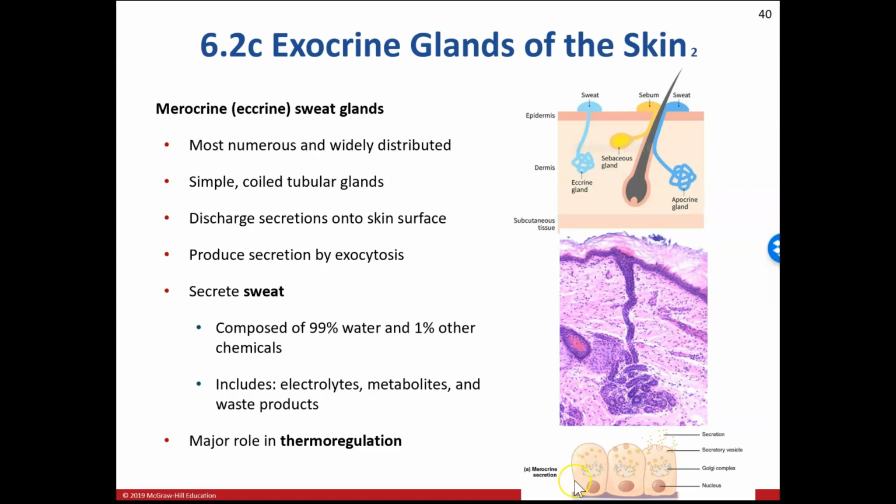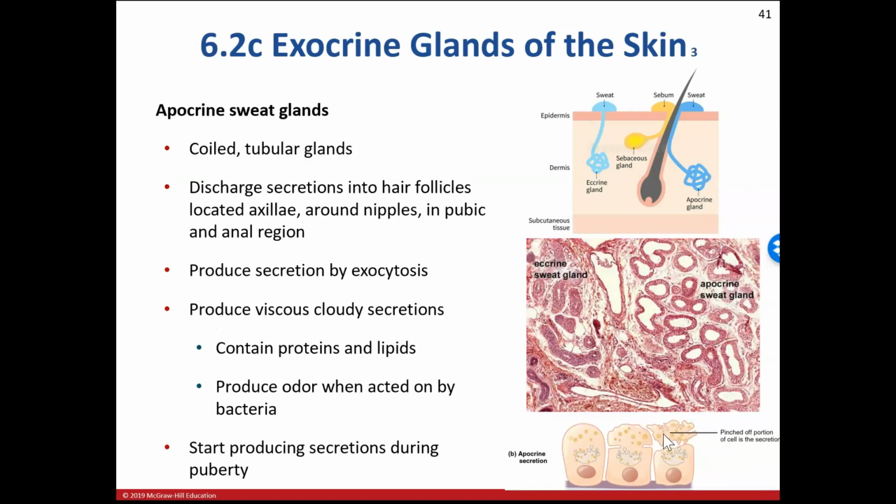Here is a cell within our sweat gland, and you could see that it is producing these vesicles that contain the sweat within it, and then that vesicle buds up to the very end of the cell and releases the sweat. Now let's discuss our apocrine sweat glands.